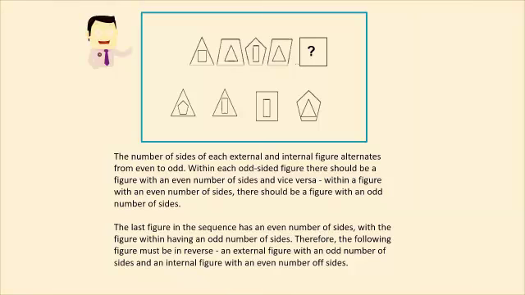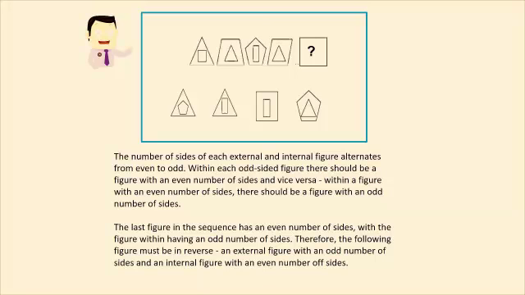The number of sides of each external and internal figure alternates from even to odd. Within each odd-sided figure there should be a figure with an even number of sides and vice versa. Within a figure with an even number of sides there should be a figure with an odd number of sides.